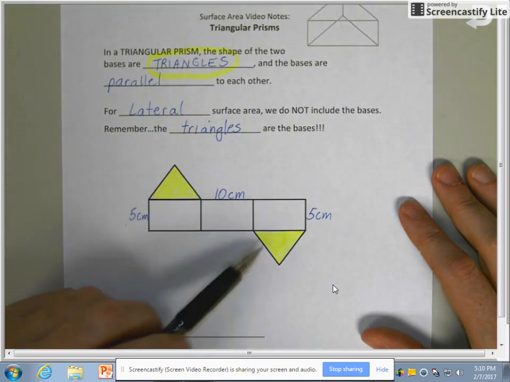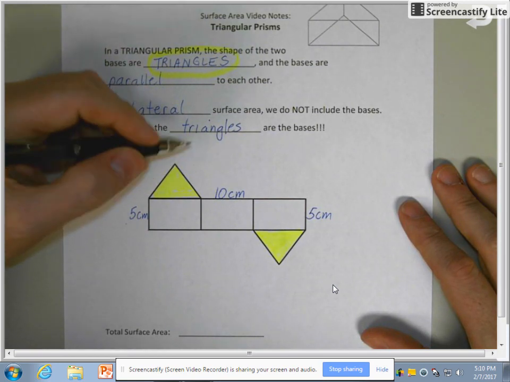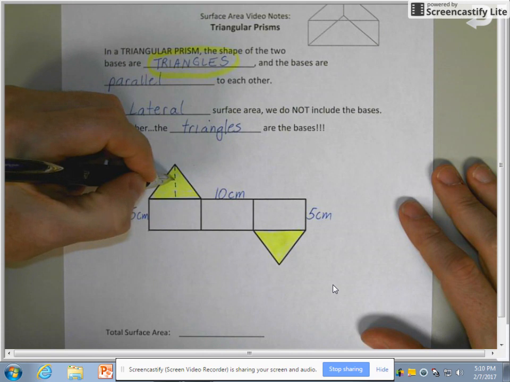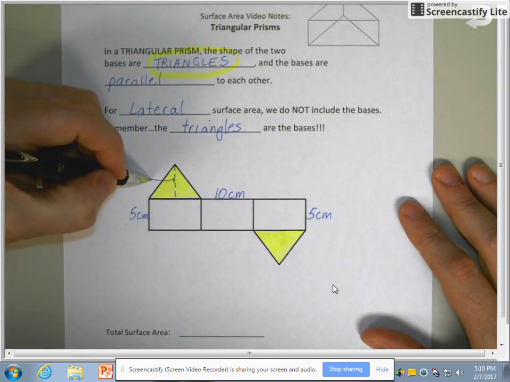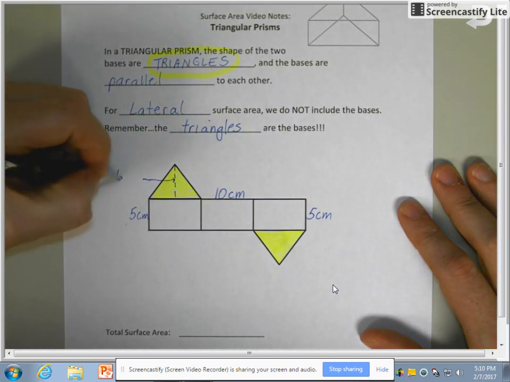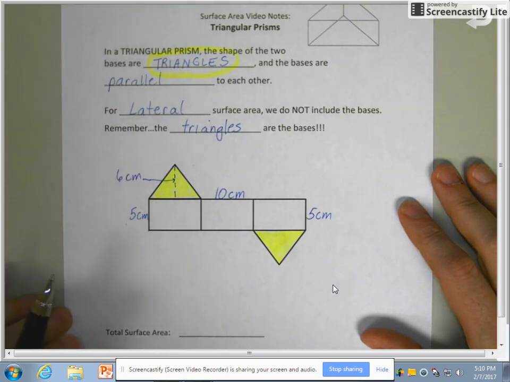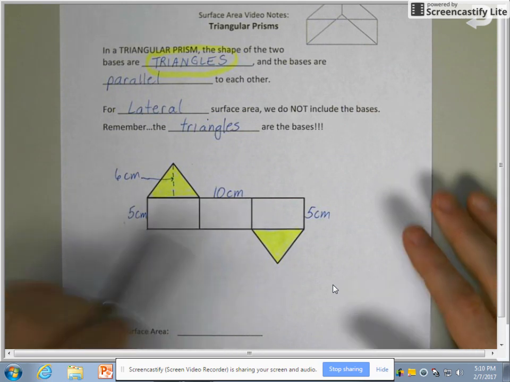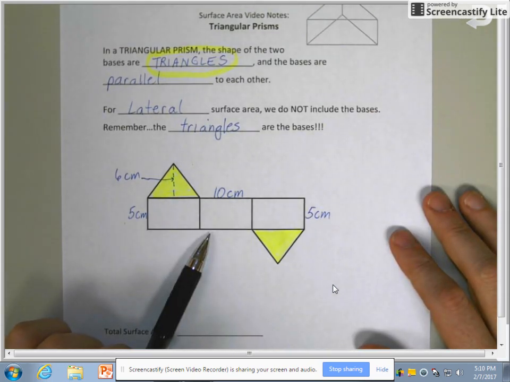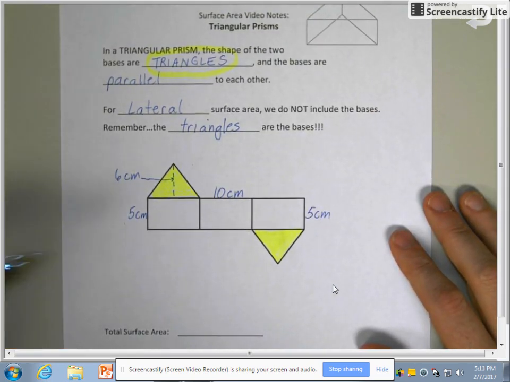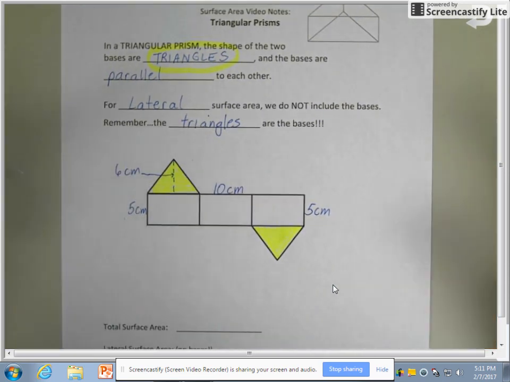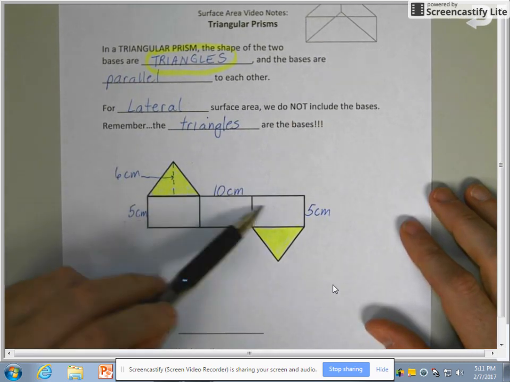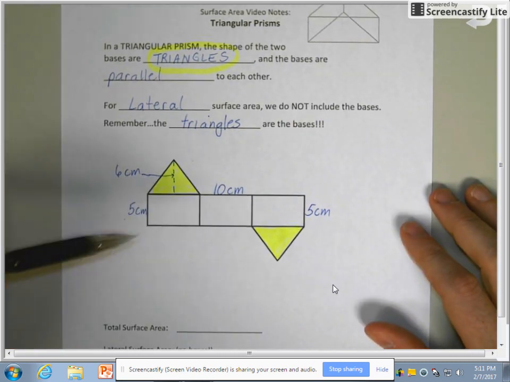Now, since the bases are triangles, we need to know the height of the triangle. We're going to make the height of this particular triangle 6 centimeters. And that's all the information we need to find the surface area of this triangular prism. So what kind of shapes do we have? Well, we have two different kinds. The rectangles, and so we're going to find the area of the rectangles.